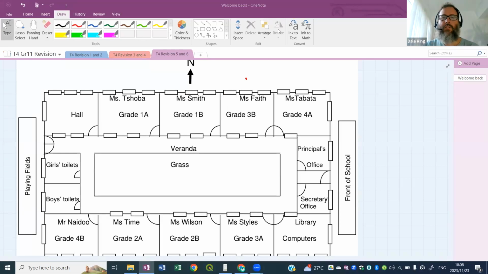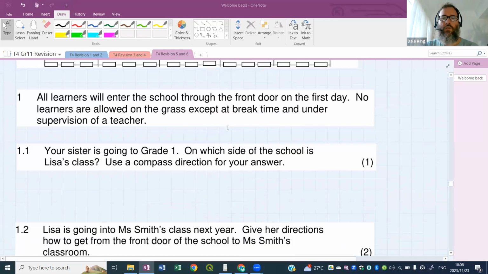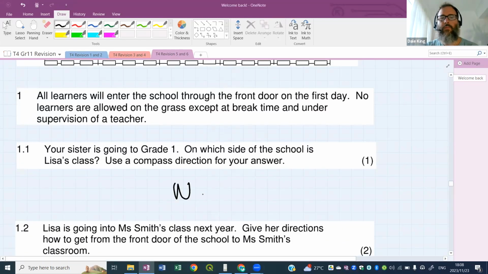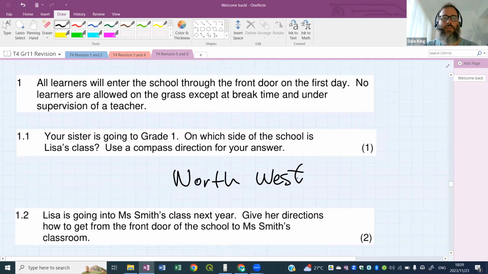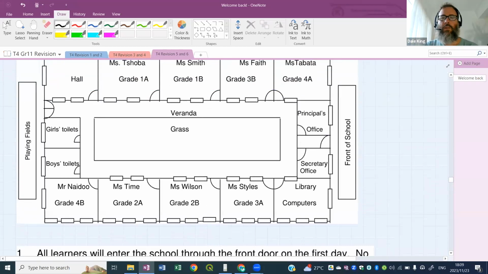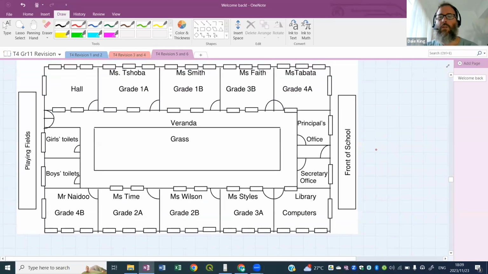All right. Okay, let's have a look at the next question. So this one was northwest. Lisa is going into Miss Smith's class next year. Give her directions how to get from the front door of the school to Miss Smith's classroom. They say every grade 1 has to come in the front entrance. And obviously there is a door over here between the principal's office and the secretary's office. So we're going to give her directions.